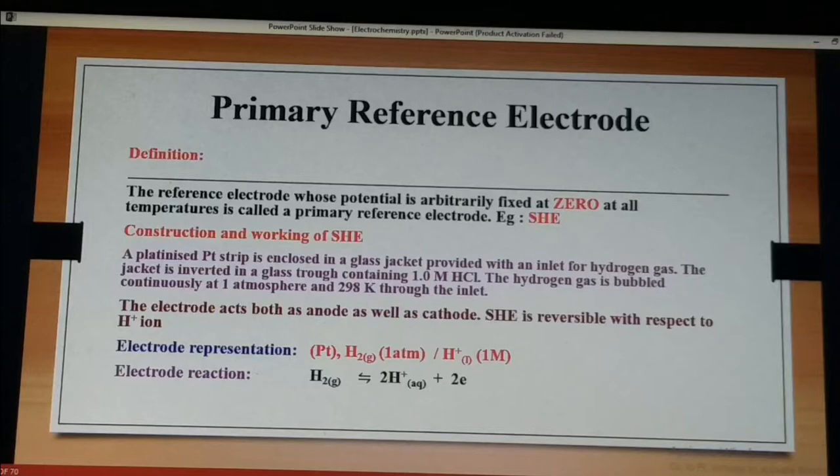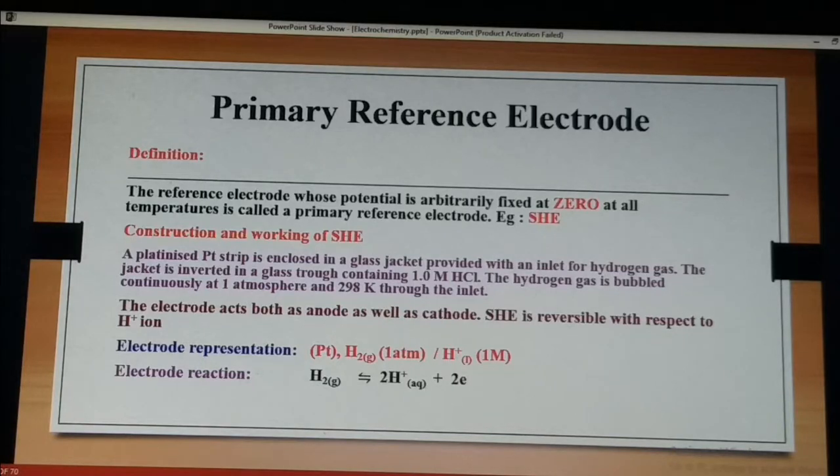We have to take a platinum strip and we will enclose this platinum strip in a glass jacket which has an inlet for the hydrogen gas at the top. And this jacket is then inverted in a glass trough containing 1 molar hydrochloric acid. The hydrogen gas is bubbled through the inlet and the pressure is maintained at 1 atmosphere and the temperature is kept at 298 kelvins. So this is how we can construct the standard hydrogen electrode.